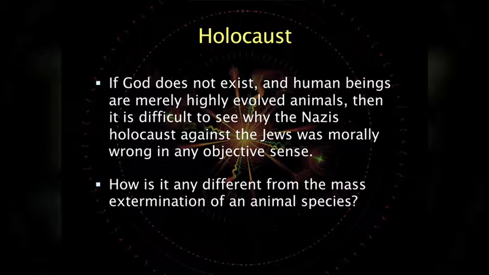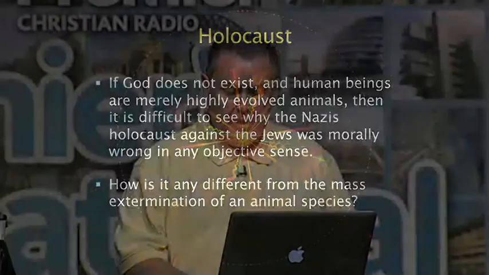If God does not exist and human beings are merely highly evolved animals, then it's extremely difficult to see why what the Nazis did in the Holocaust against the Jews was morally wrong in any objective sense. How is it any different from the mass extermination of an animal species? I think the naturalist worldview has a hard time explaining these realities.